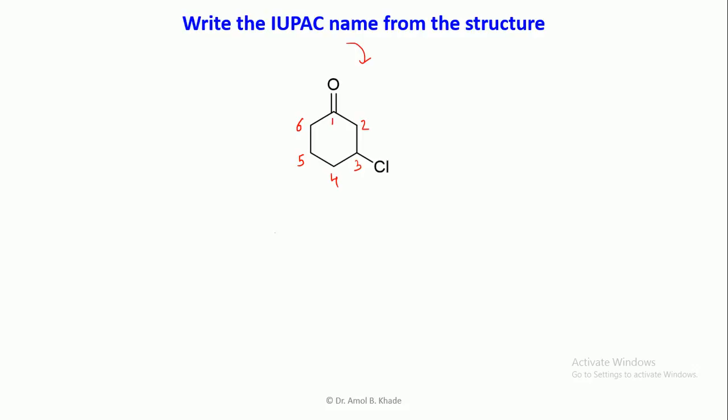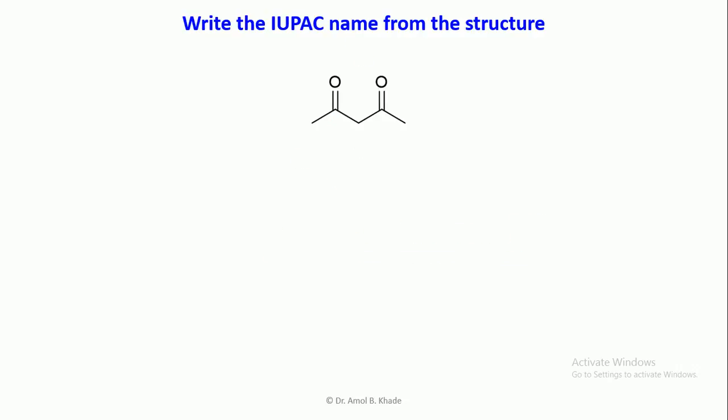So we can write the substituent. Chloro will come first, 3 dash chloro, and then again a hyphen, and it is a cyclohexane. E will be dropped and ONE will be added as a suffix. So the correct name for this will be 3-chlorocyclohexanone. Okay, alright.